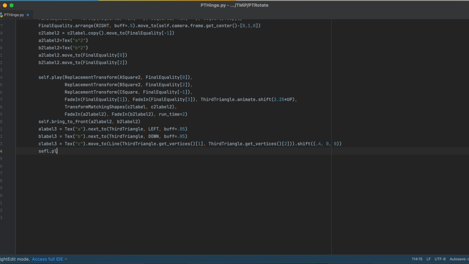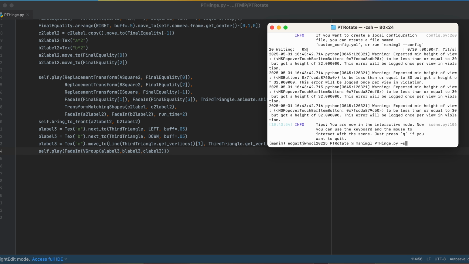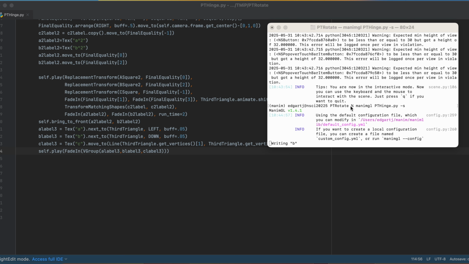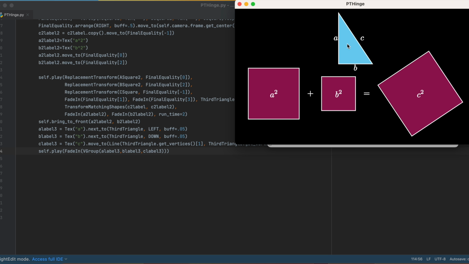We'll do self.play, fade in, and I don't want to write it all, so I'm going to create a small group. I'm going to put A label 3, B label 3, and C label 3 there, and we'll go to the end, see if we do it, and there they are exactly where we are. So I think that's about as good as I'm going to do today.